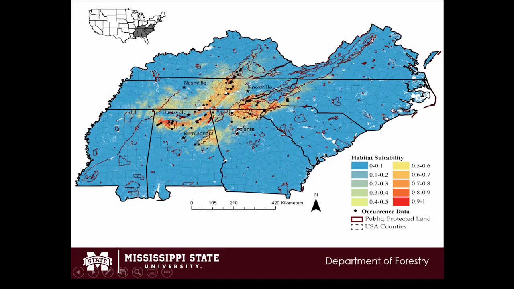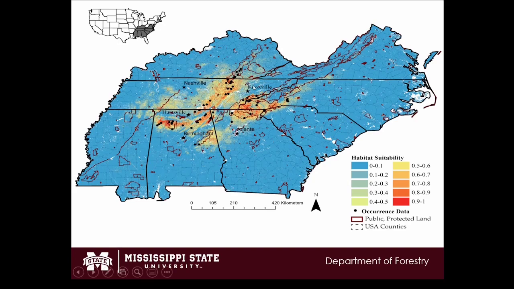And then we also were interested in how much of this area was actually currently protected. So we overlaid this kind of maroon layer, which is public protected land. And as you can see, a pretty good portion of the land that was projected to be at highest habitat suitability was on public land.